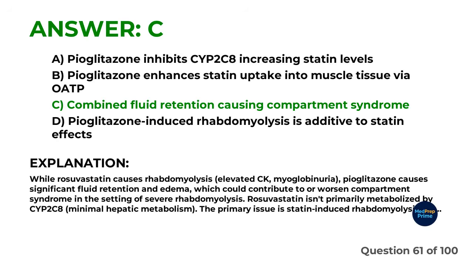Correct answer, C. While rosuvastatin causes rhabdomyolysis, elevated CK, myoglobinuria, pioglitazone causes significant fluid retention and edema, which could contribute to or worsen compartment syndrome in the setting of severe rhabdomyolysis. Rosuvastatin isn't primarily metabolized by CYP2C8, minimal hepatic metabolism.